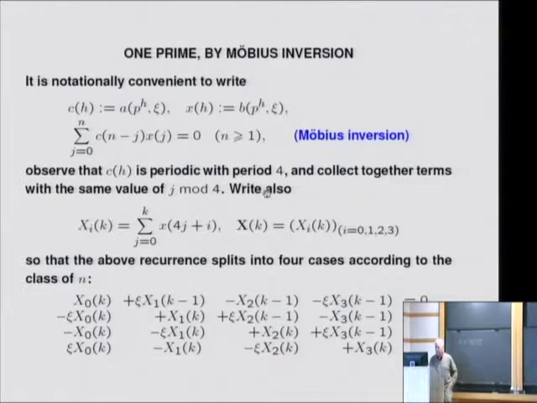So this is what you do. You write x_h, and instead of doing the x like that, you collect the things for which the coefficients are the same, okay? And then you end up with these equations according to the congruence of n modulo 4. So depending on where n is, you get either this one or that one. So this is described in terms of a matrix, multiplying matrices.